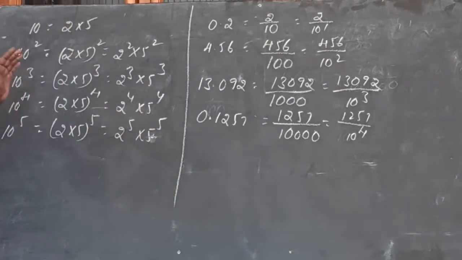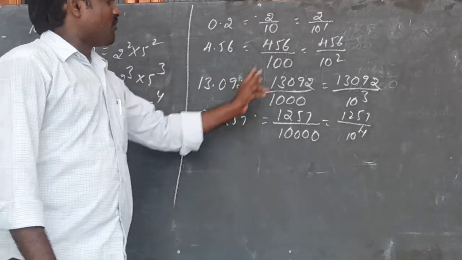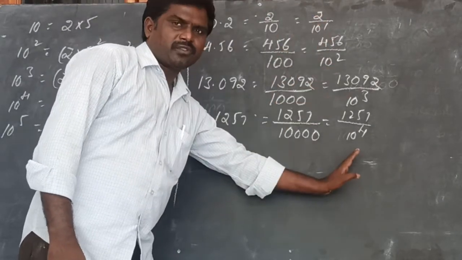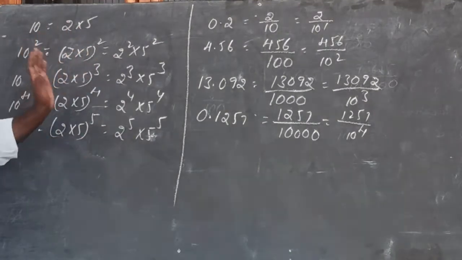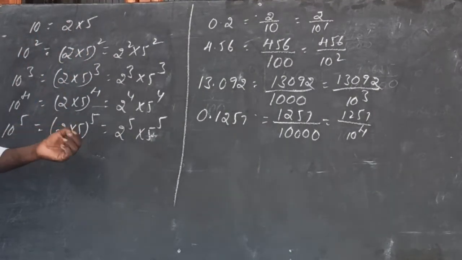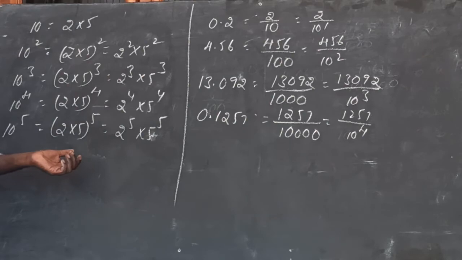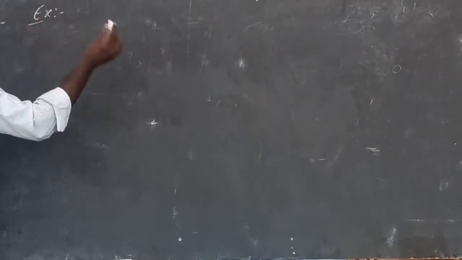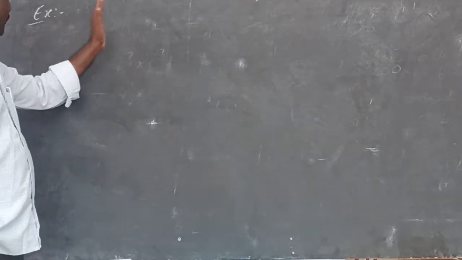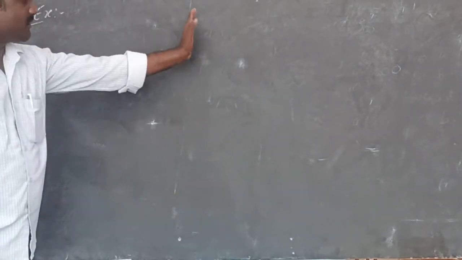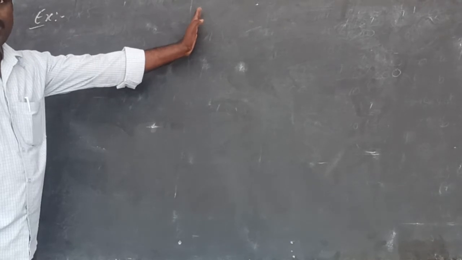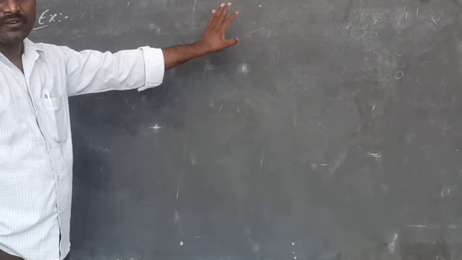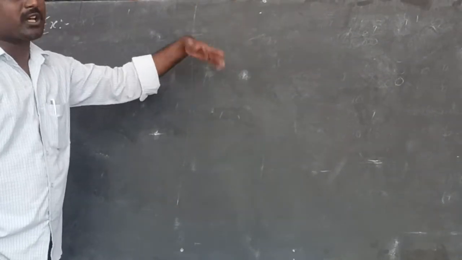Okay, so a terminating decimal form number is in the form of p by q, the q is in the form of power of 10 or power of 2 or power of 5 or both 2 and 5. Again, so example 1. Already you should know that the terminating decimals you can write in the form of p by q, and that q is in the form of power of 10 or power of 2 or power of 5 or both 2 and 5.